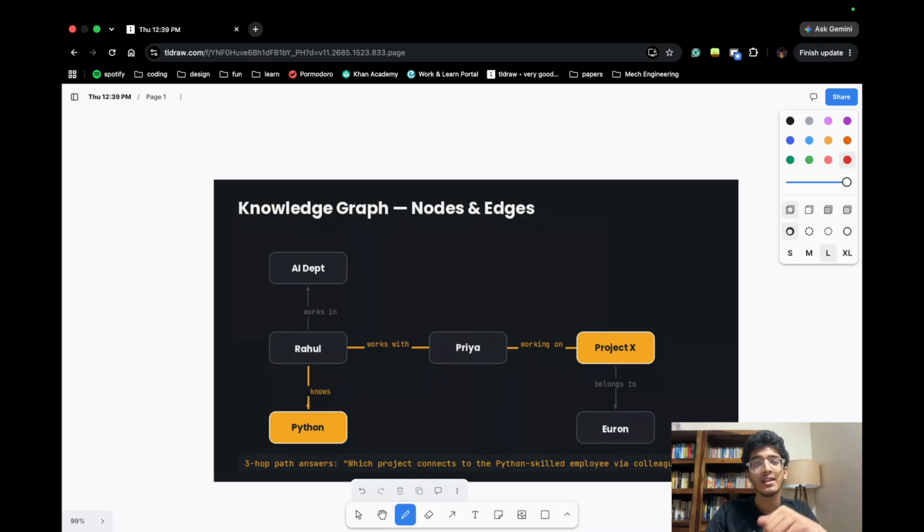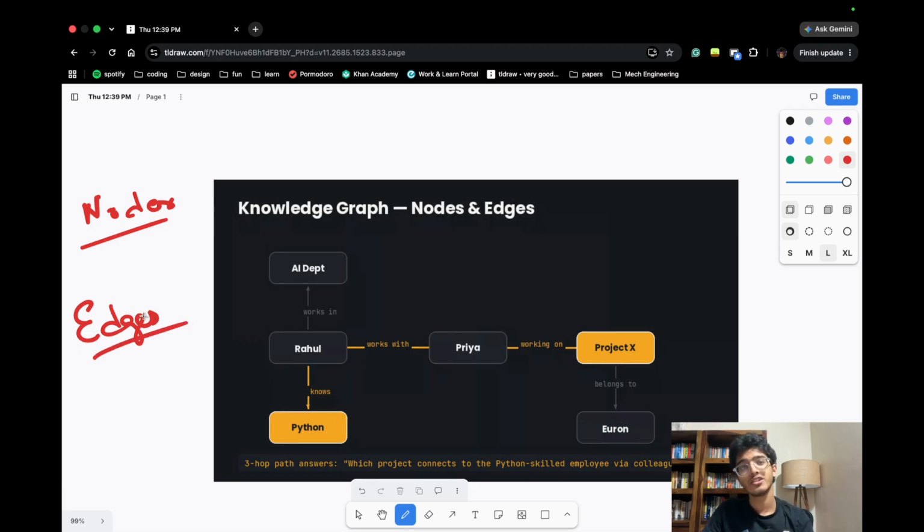So here there are two important parts in GraphRAG. The first is nodes and the second is edges. Nodes are basically every entity becomes a node. Rahul, Priya, Python, Project X, Neuron, these all become a node. Each one is just a labeled point, right? And edges, on the other hand, every relationship between two entities becomes an edge.